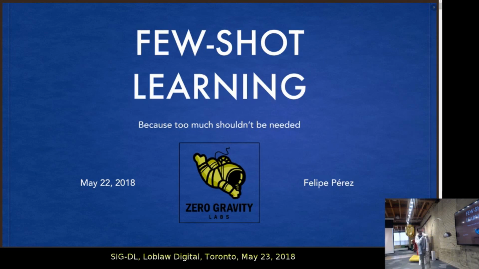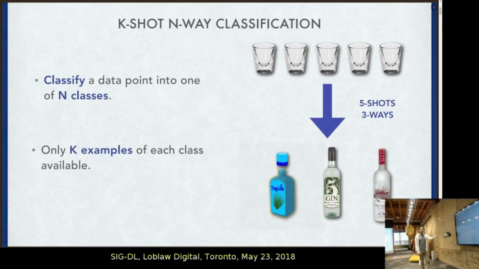So a whole field, or a branch, was created that is called few shot learning, and it's about shots after all. The whole point is we want to classify certain data into n different classes where we only have k examples per class. We're assuming that k is a small number. Oh, by the way, please interrupt me at any point. This will be a little heavy on the math side, so let me know. So we want to do this classification. For example, if you have 5 shots, you want to know if they were tequila, gin, or something like that.